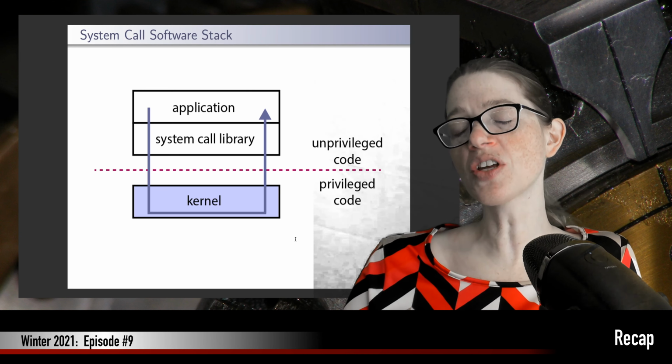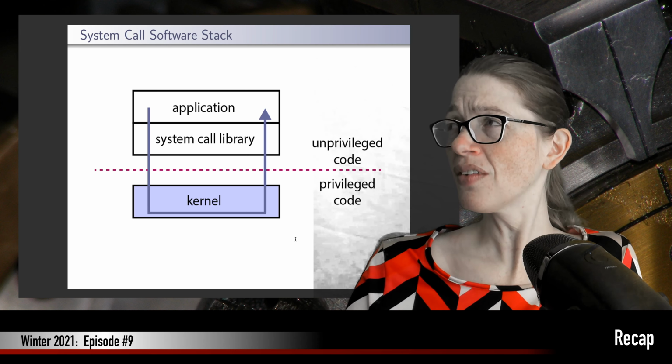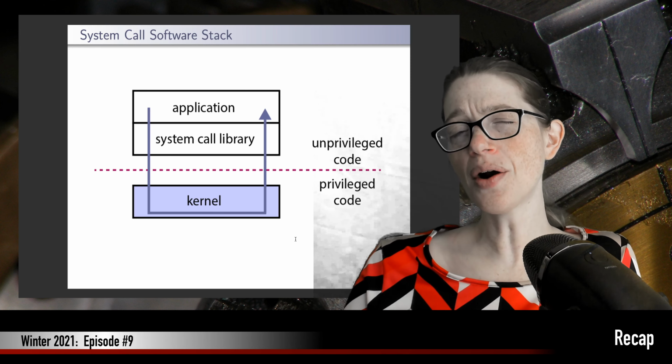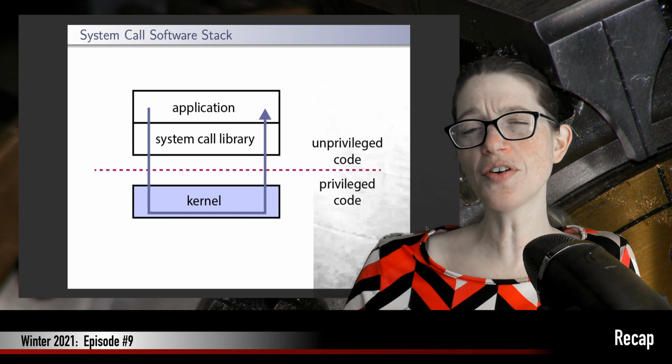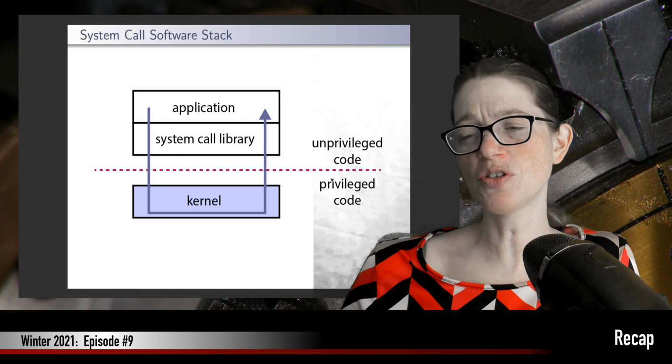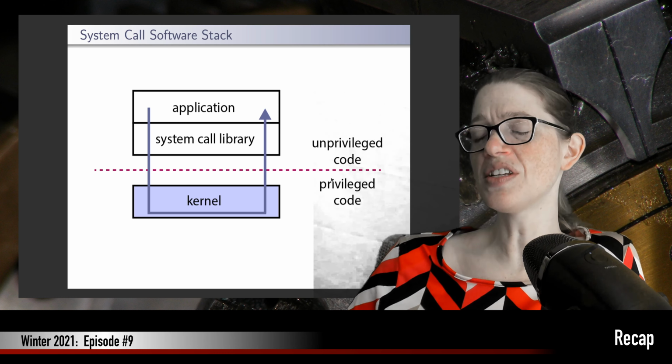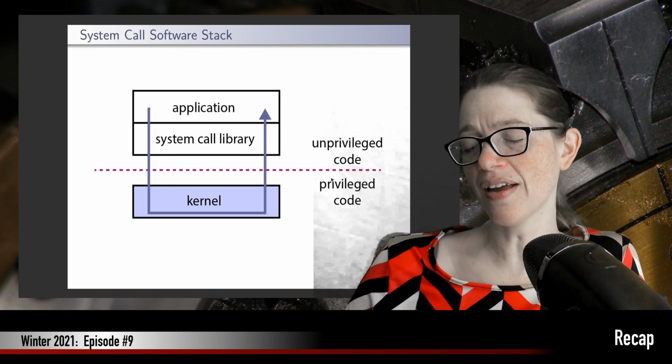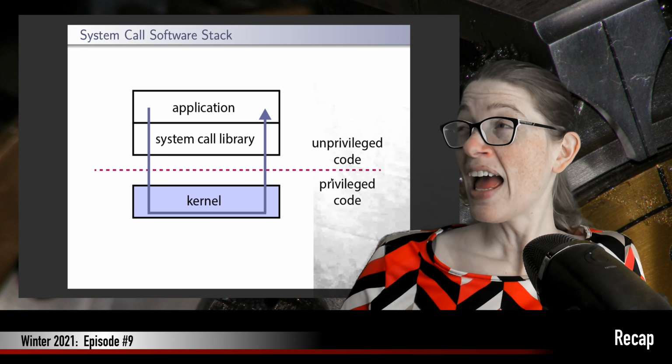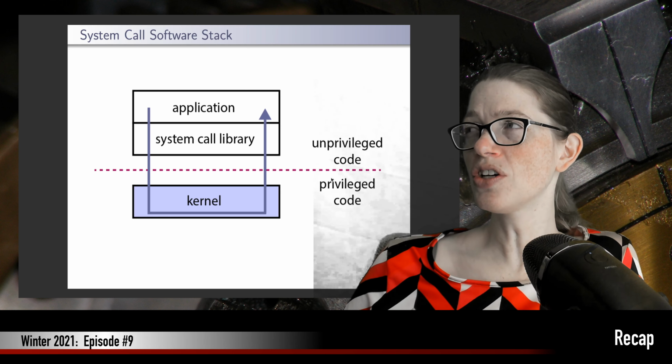But then we talked about this concept of privilege and how things that are running, there's two versions of privilege. There's unprivileged and privileged code. And unprivileged code is things like your user program, but it also includes the system call library, i.e. the fork and execv functions.